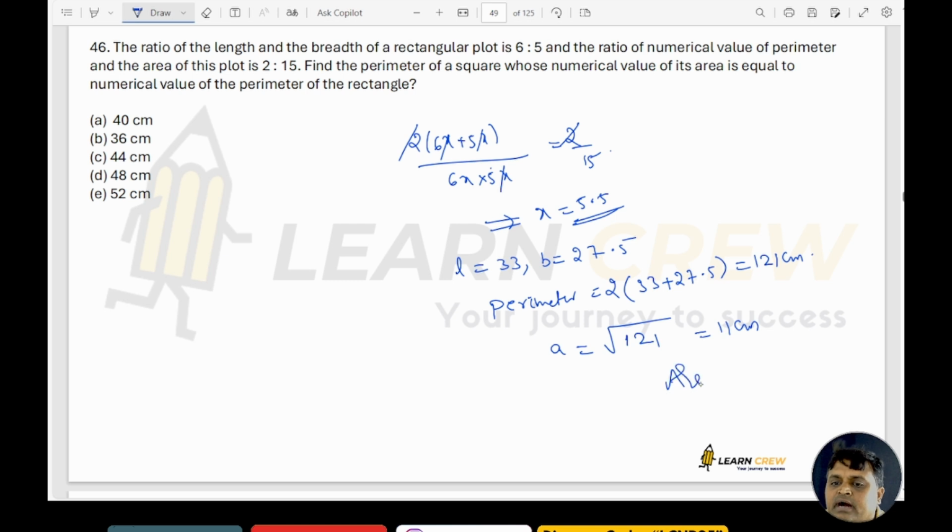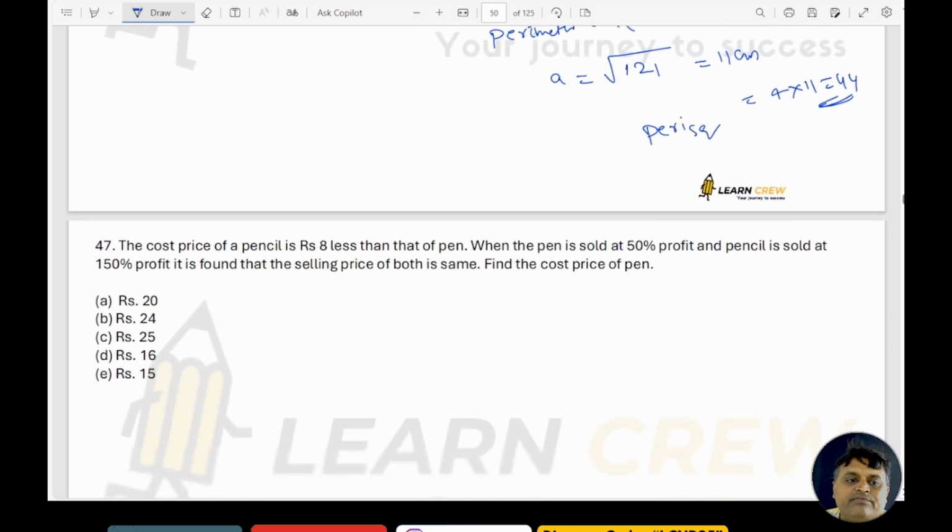What is asked here? Perimeter of the square is asked. Perimeter of the square would be 4 into 11, which is 44. So the answer is 44.